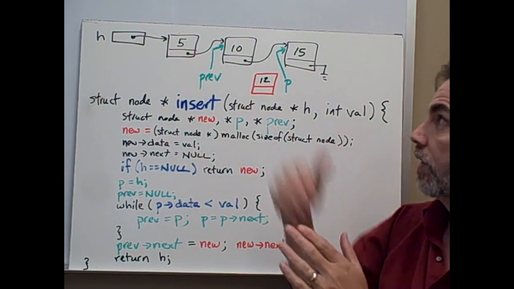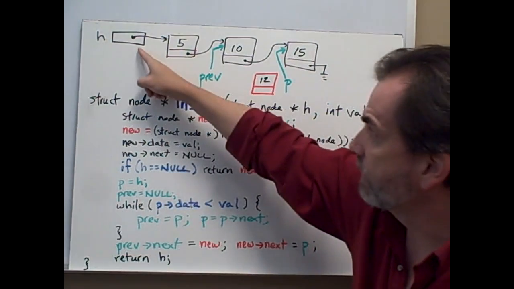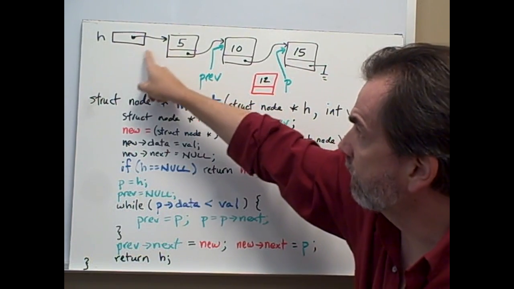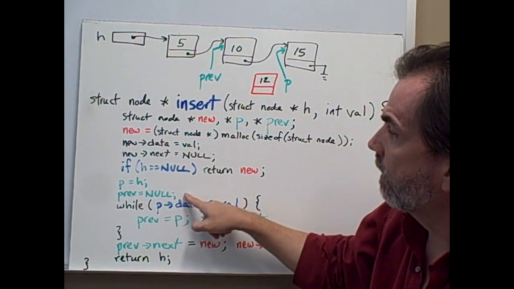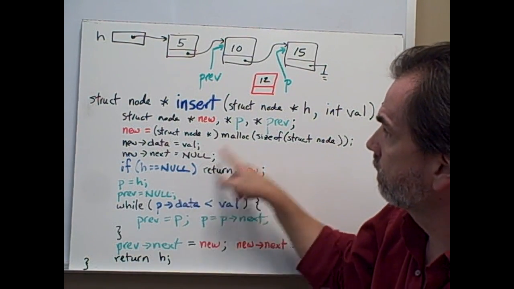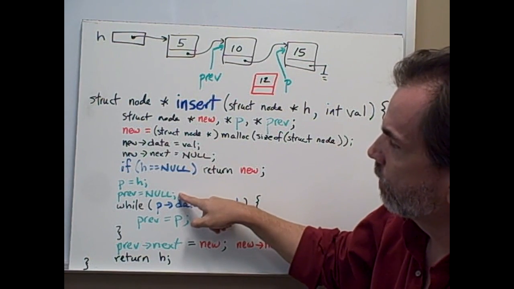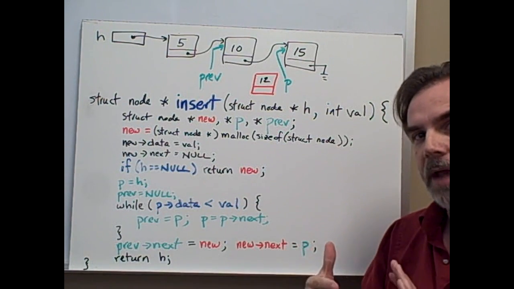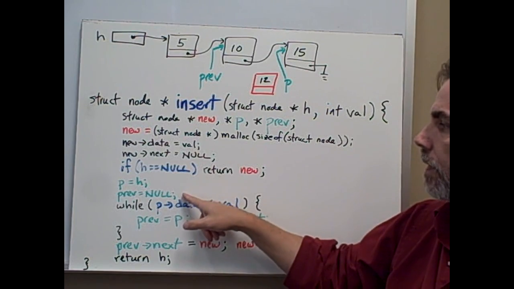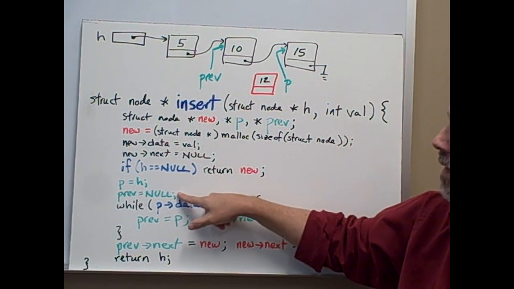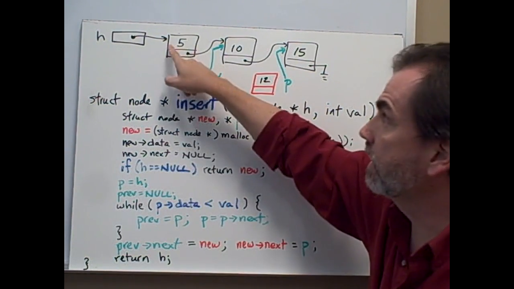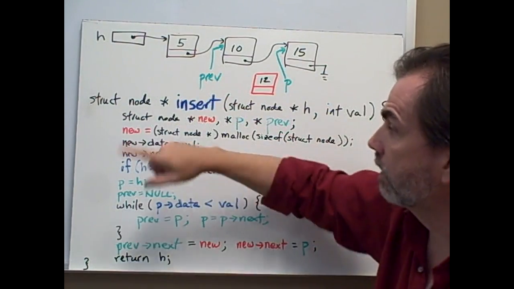Now let's assume we're going to put it in the middle. So now we initialize 2 pointers. P, we initialize to be H, which is the first pointer here. And then prev is our previous pointer. We declared it up here. Prev is our pointer that's going to follow behind P as we go through the list. There's nothing before the head of the list, so we initialize prev to be null. Okay, so we have P here, and we have prev null.